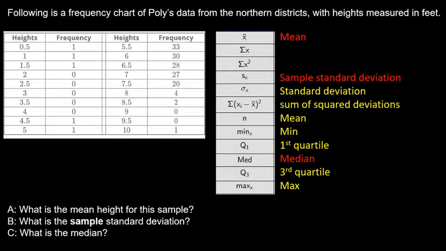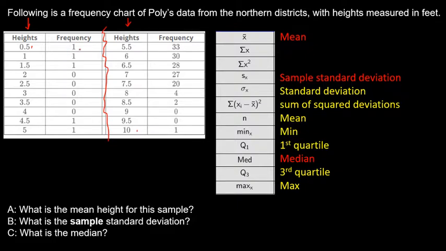What that brings us to is our first question, which is a frequency chart of Polly's data, again from the northern districts, and it gives us the height of people and creatures measured in feet. Notice in these two columns, and these columns are separate, you could have represented this table as one continuous chart, but it's represented like this just to save space. We have height starting at 0.5. It doesn't look like they gave us the unit, so let's just say 0.5, and then it goes up in increments of 0.5 all the way to 10.